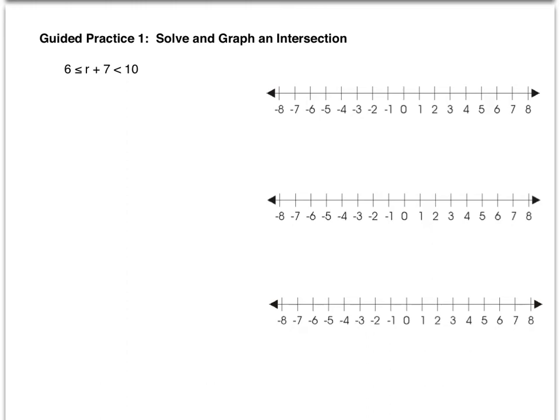Let's try one together. In guided practice 1, we'll solve and graph an intersection. Now this one looks different than the one in the example, but it is still considered an intersection or an "and" compound inequality. So we need to solve both inequalities here. The first one is 6 is less than or equal to r plus 7. And the second one is r plus 7 is less than 10. And we know these are "and."